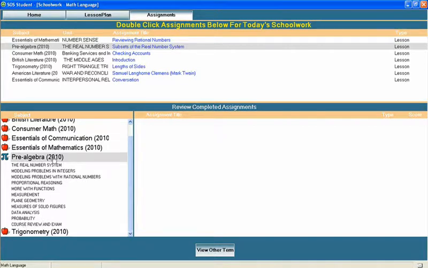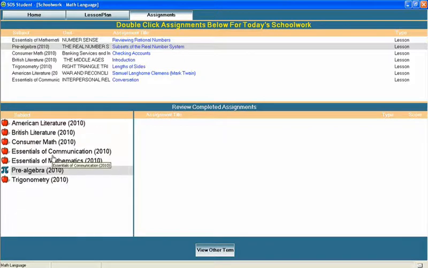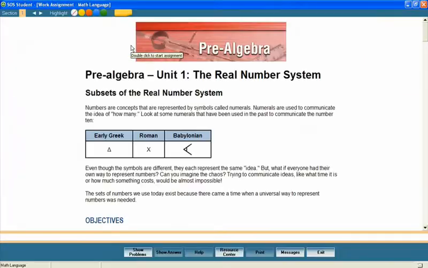Now let's take a look at a pre-algebra lesson to see how topics like these are covered. In a unit entitled The Real Number System, let's look at a lesson called Subsets of the Real Number System.